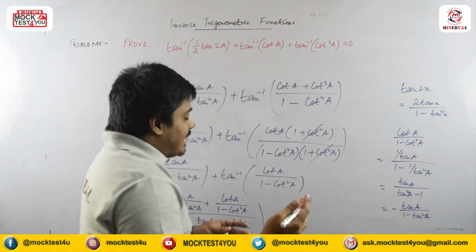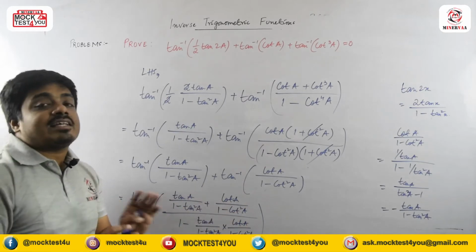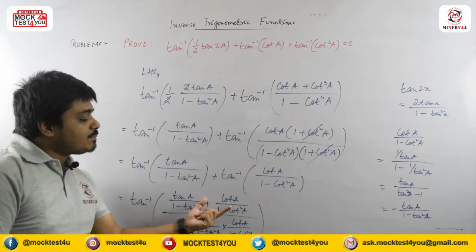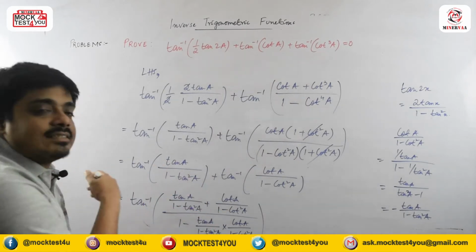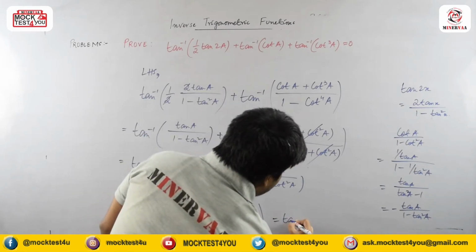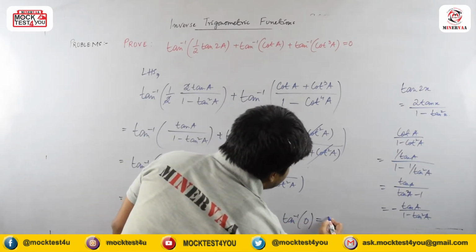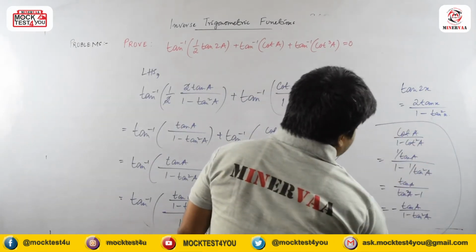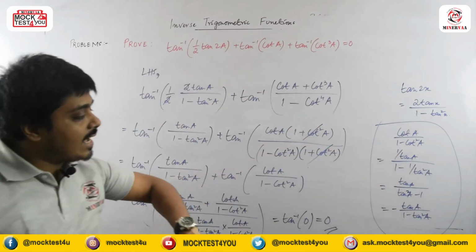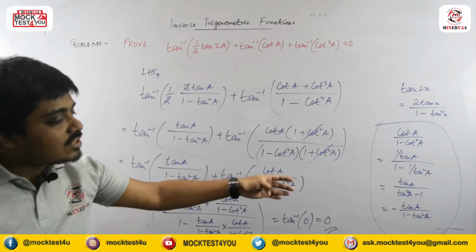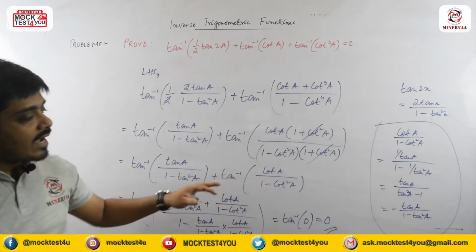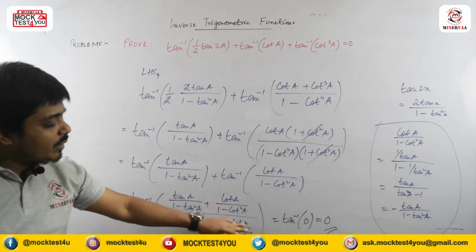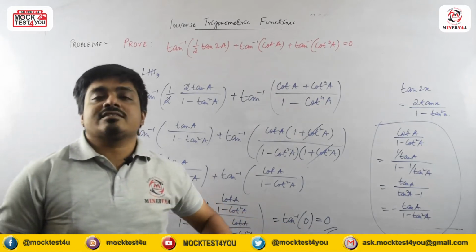So what we can say is that this cot A by 1 minus cot square A is nothing but the negative of this thing. So if it's negative, this plus this gives us 0. So the entire numerator is 0. So what we have is tan inverse 0, and that is nothing but 0. That's my answer. By solving this, we see that cot A by 1 minus cot square A is nothing but minus of tan A by 1 minus tan square A. So we can say that the addition of these two will give us 0. So we don't have to solve the denominator, and that's it, we get the answer as 0.